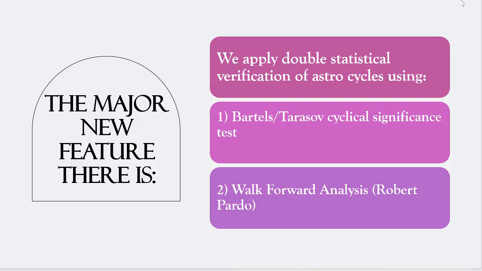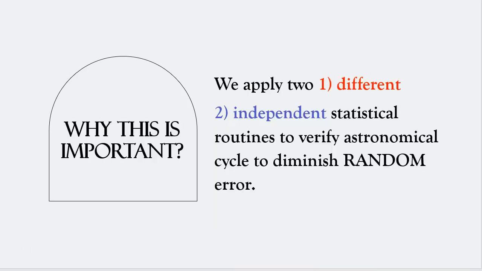We apply the double statistical verification of astronomical cycles. We apply two different criteria there. Firstly, we apply the Bartels-Tarasov cyclical significance test to get a statistical confirmation of the astronomical cycle, and we apply Walk-forward analysis. This is based on Robert Pardo's idea. So this is what we do in this module, and why this is important. It is important to apply two different statistical criteria.